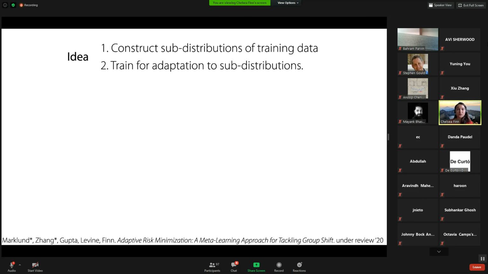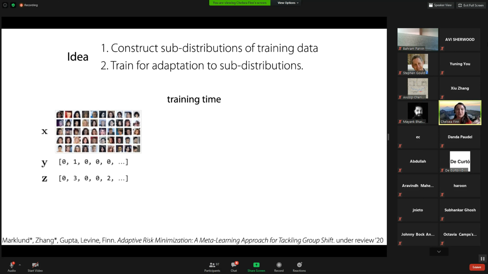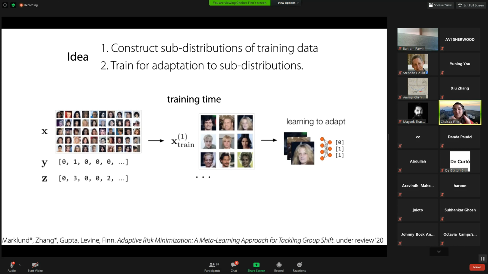And then the algorithm that we'll use will first construct subdistributions of the training data and then train for adaptation to those subdistributions. So the way this will work is at training time, we'll have all of our images, their corresponding labels, as well as their corresponding groups. We'll construct many different distributions from the group data such that we can sample a subdistribution and then adapt to that subdistribution. And each of these subdistributions will be constructed using group information. Depending on the application, we'll construct things in a slightly different way. We may construct a uniform distribution over different proportions of groups, or we may have a subdistribution correspond to a group itself.